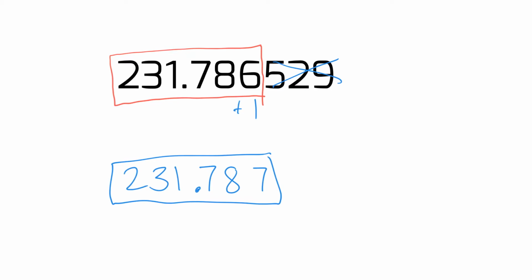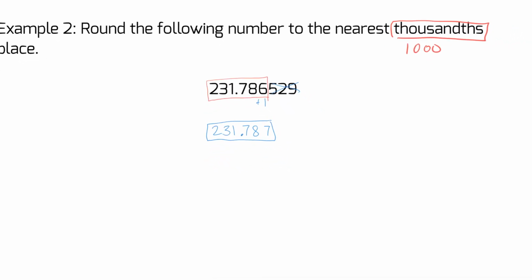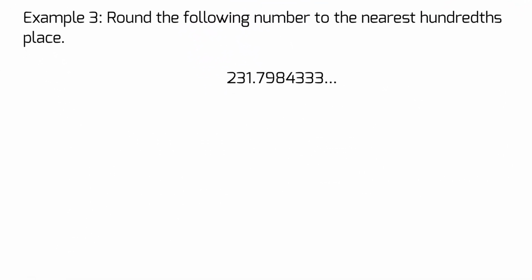Alright, so let's do one more example. Example 3 says round the following number to the nearest hundredths place. Well, if you look at the number 100, hundredths, 100 has 2 zeros, so I'm rounding to 2 places after the decimal. There's my decimal. Go to 2 places. 1, 2. That's my cutoff point. So I'm going to draw a line. Then I want to include everything that comes before.